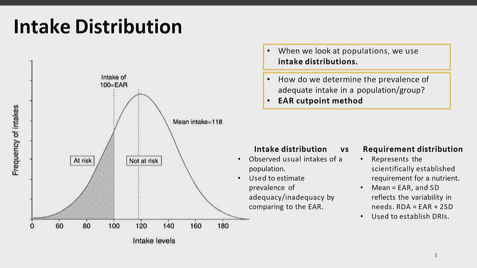And so how do we determine the prevalence of adequate intake in a population or group? If you recall, we talked about the EAR cut point method. Ideally, you will have an intake distribution from some population, and then you will take an EAR, which was determined from a requirement distribution curve, and plot it on this curve. And if we're looking at the EAR, we're looking at the percentage of people falling under the EAR to establish whether it's adequate or inadequate.